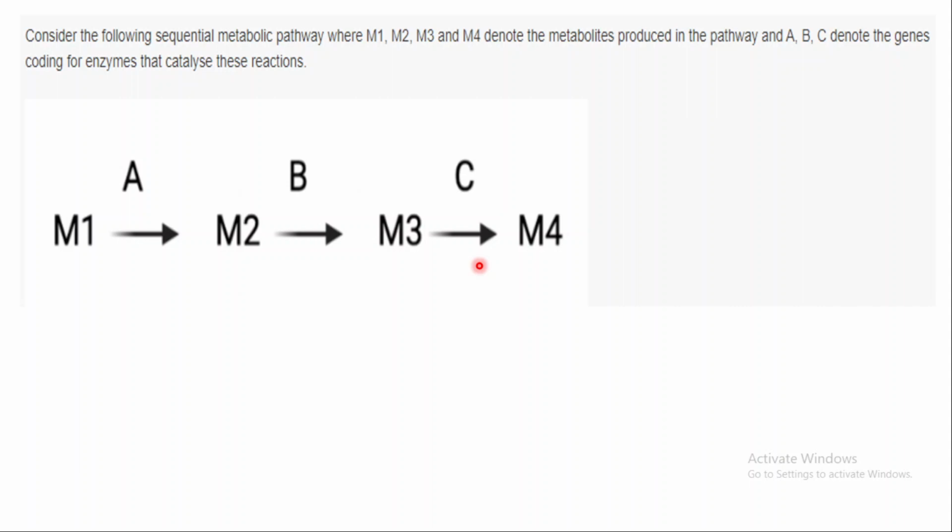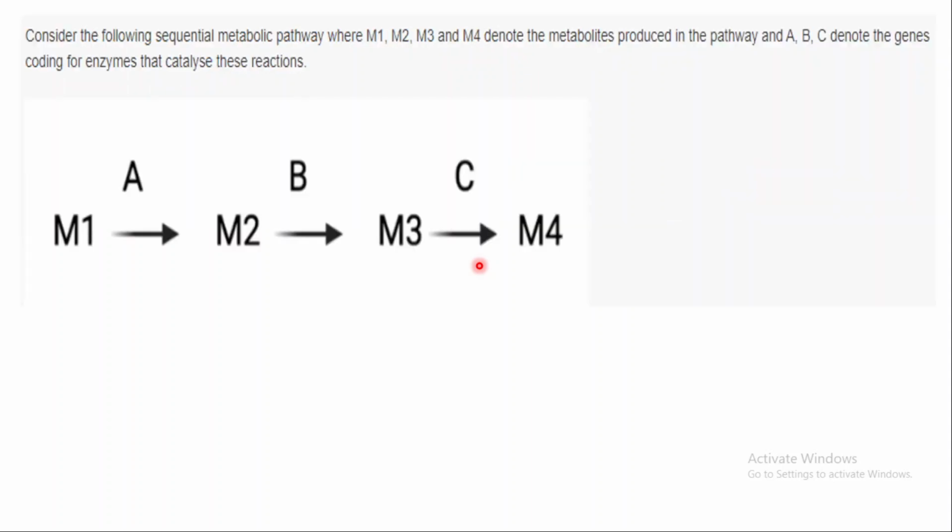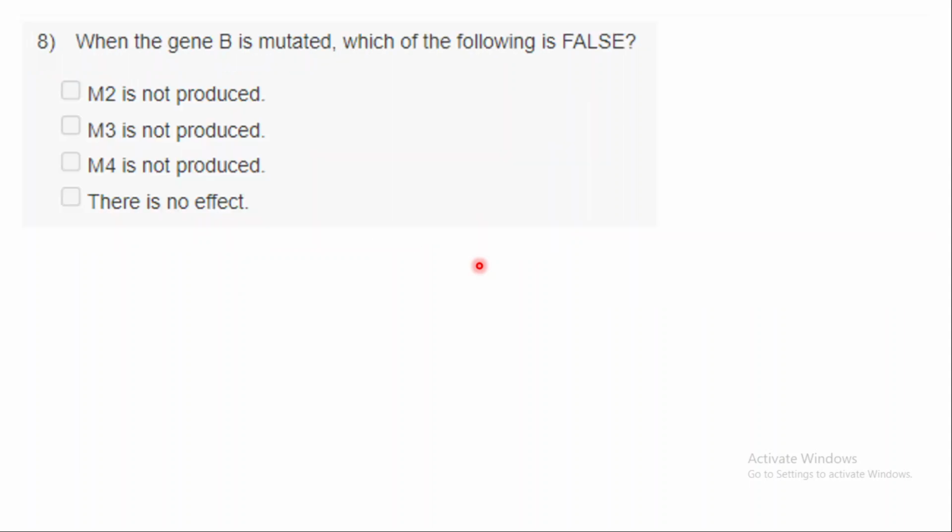So guys, have a look at it. And then we have the question: when the gene B is mutated, which of the following is false? When gene B has a mutation, which of the following will be false? Now I want you to take a look at the options and try to answer. Option A, M2 is not produced. Option B, M3 is not produced. Option C, M4 is not produced. Option D, there is no effect.